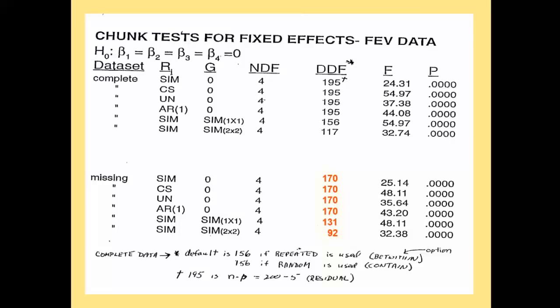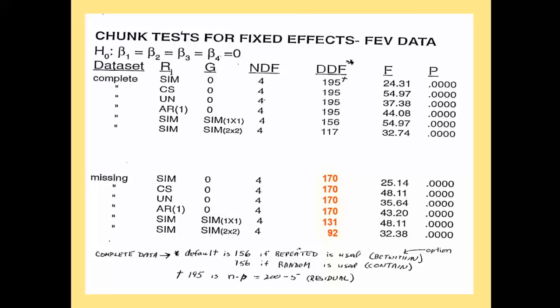You see where I've got this 195 and this dagger. Dagger means danger. Down at the bottom I say 195 is n minus p, where n is 200 in this case and 5 is the number of parameters, and this is what's called the residual way. When you run a model, there's code that you can put in. You can say DDFM, denominator degrees of freedom, equals residual, and it's telling the computer to do this, to get 195 in this case.